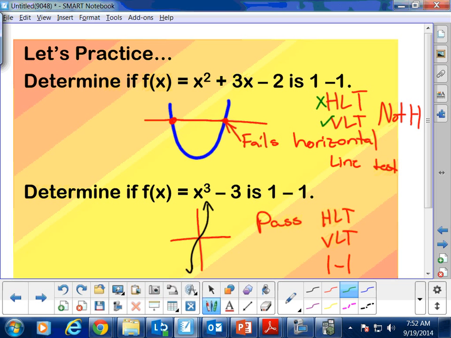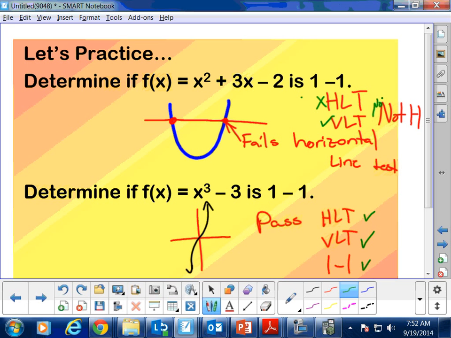No. Yes. Nope. This one is yes, yes, and yes. We're good. Alright, fantastic. Now let's go ahead and move on to the next part of this, which is going to be now to find inverses.